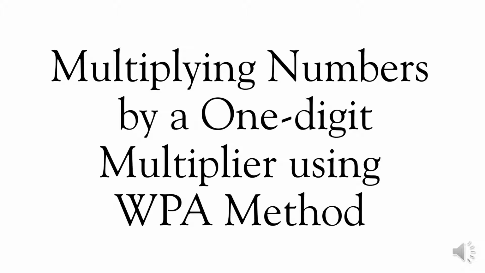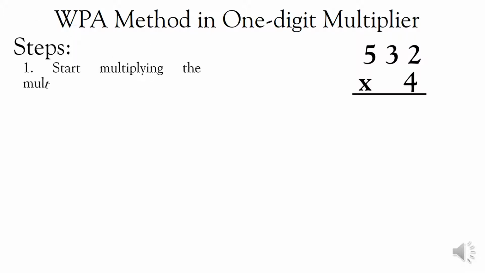We will start our example with a one-digit multiplier. For example, if we have 532 multiplied by 4, like the traditional way of multiplying numbers, there are some steps to be followed. The first step is we will start multiplying the multiplicand with the lowest place value, that is from right to left, same as the algorithm method. So to start, we will multiply 4 by 2.